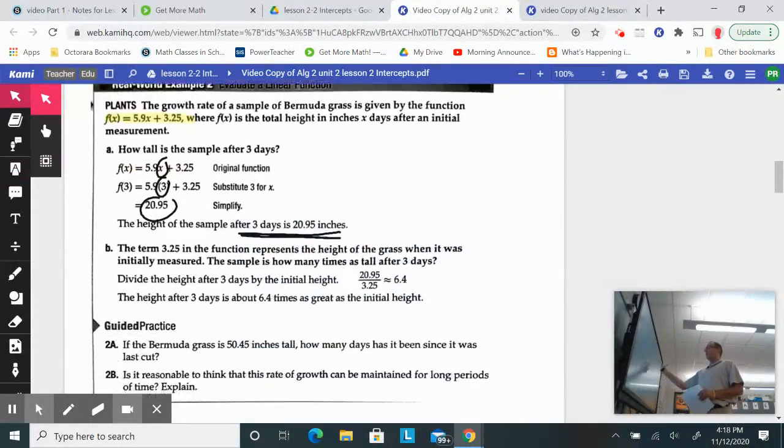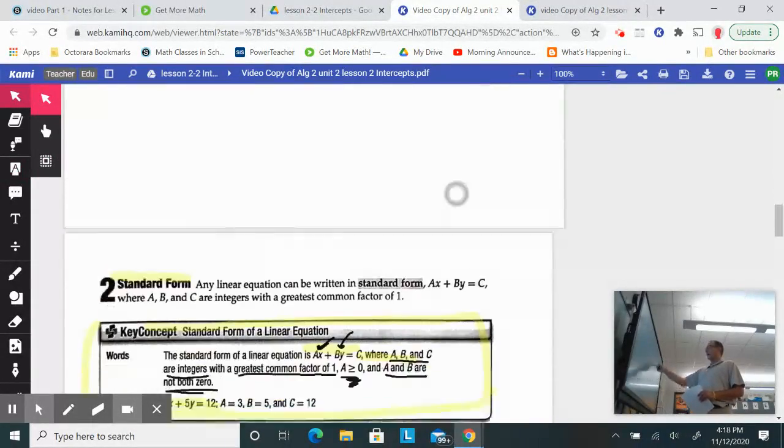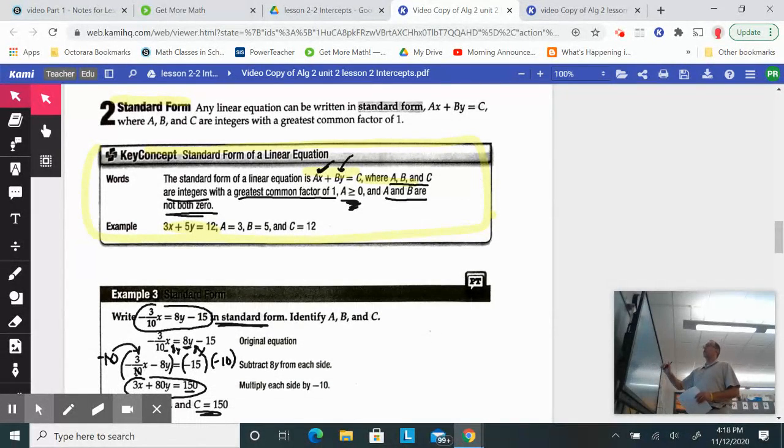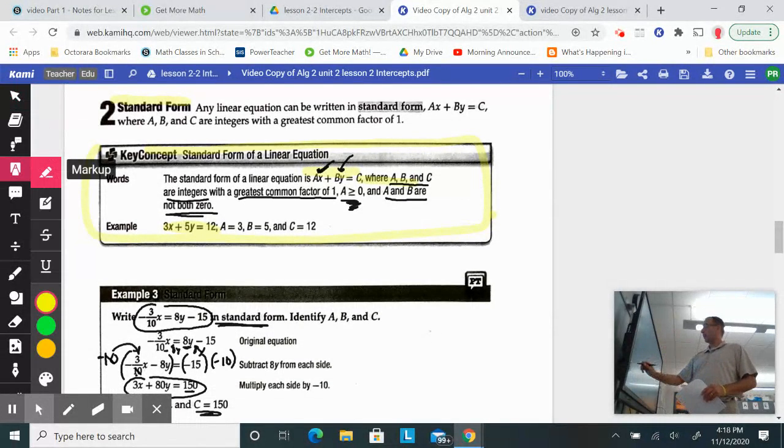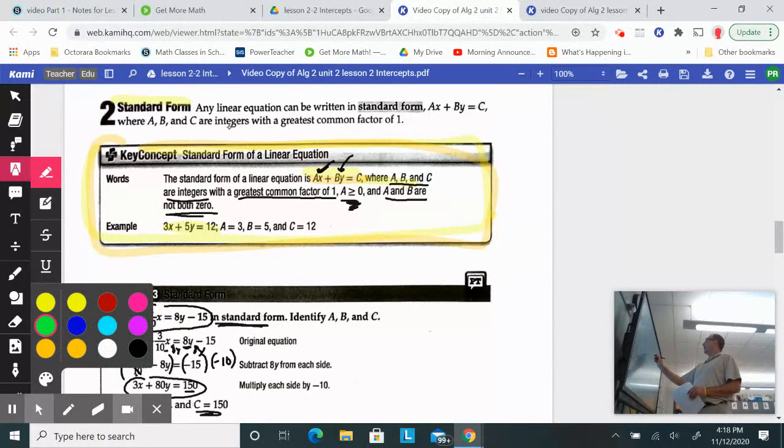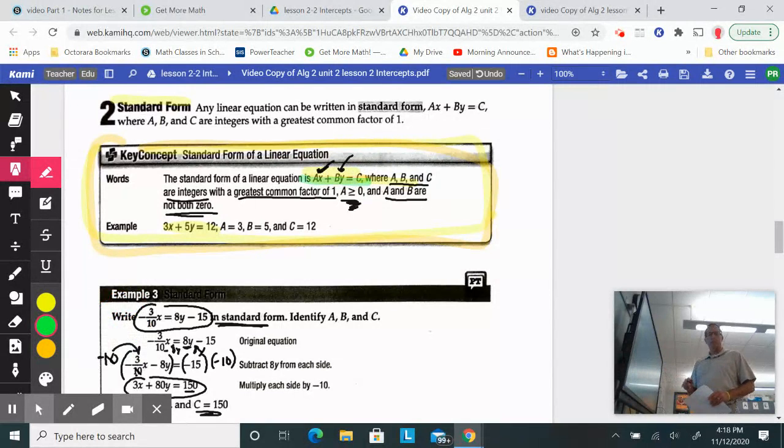If you remember, we talked about standard form. We looked at what standard form meant and what it looked like. AX plus BY equals C. We put that in green. AX plus BY equals C. But A, B, and C have to be all integers. The greatest common factor of them is going to be a 1.